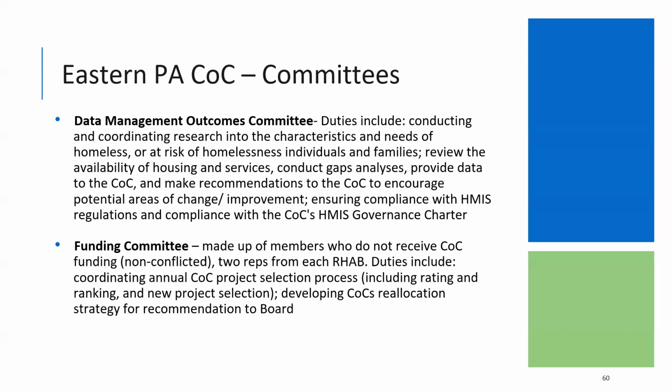The funding committee is made up of non-conflicted members. So members who do not receive CoC funding are eligible to be on the funding committee. And there's 2 representatives from each RAB. So the RABs are really nominating folks for the funding committee.